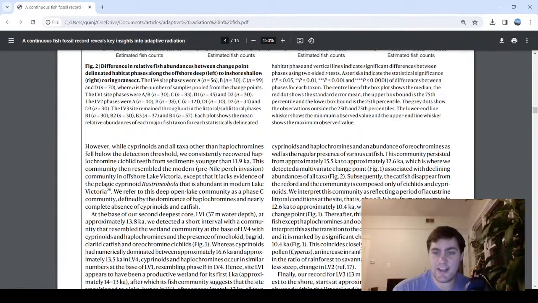After this, site LV2, like LV4 and LV1, loses all fish except for the haplochromines and occasional oreochromine cichlids. We interpret this as the transition to the deep pelagic lake condition, and it is marked by a significant change point at approximately 10.4 Ka. This coincides closely with an abrupt drop in the hydrophyte pollen, an increase in rainforest tree pollen, and an abrupt increase in the ratio of rainforest to savanna pollen, albeit less steep.